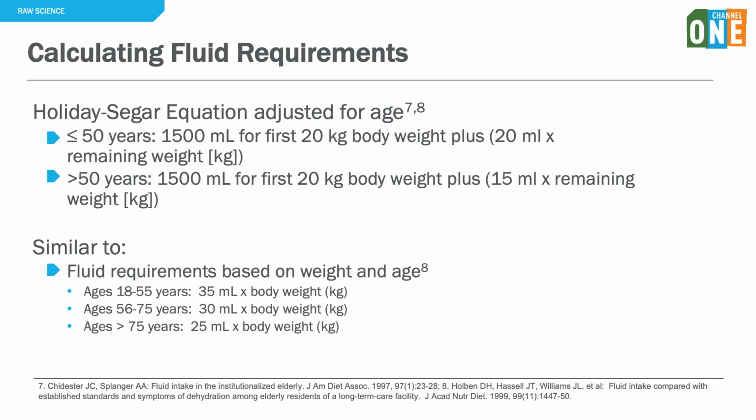As the body ages, total body water decreases, so fluid requirements have been further adjusted in older patients. Recommendations have been further refined to 35 mL per kilo for patients from 18 to 55 years of age, 30 mL per kilo from 56 to 75 years of age, and dropped to about 25 mL per kilo for patients greater than 75 years of age.